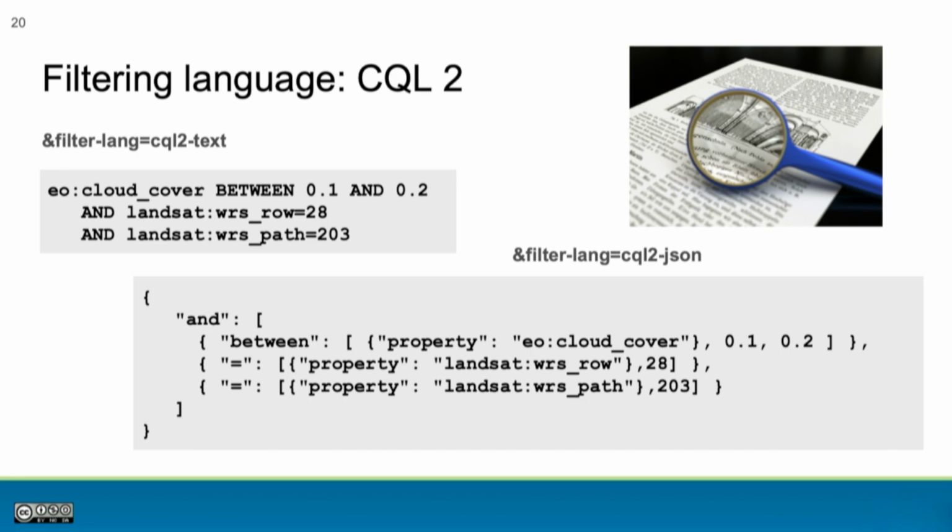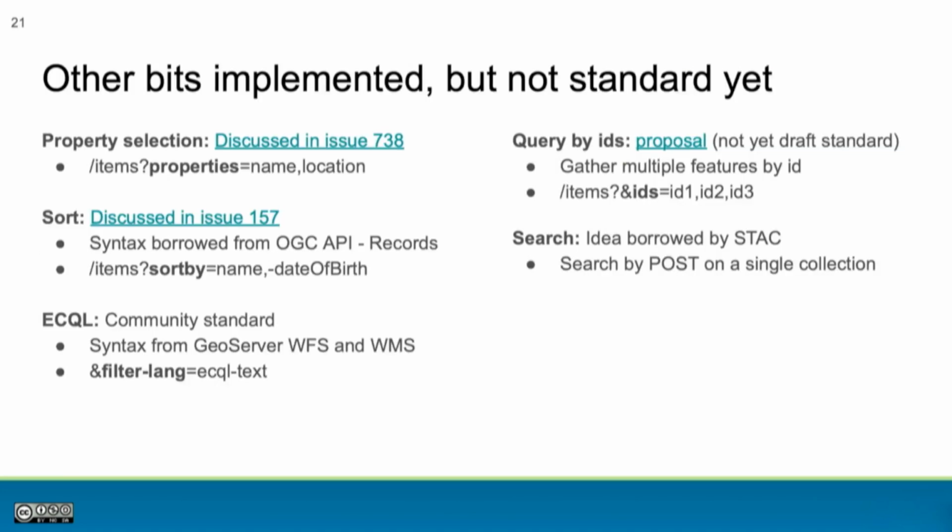So here's an example using CQL2, which we added support for. We also have our traditional eCQL as like a community extension. And you can see that's represented in both JSON and in a text format. Other stuff that we're interested in, kind of property selectors, adding sorting. We've got our eCQL community standard. There's a query by IDs that we're interested in, but it's currently a draft standard. And then we're also looking at how to integrate search, which is kind of a mix-in provided by STAC, which allows you to do a POST request.